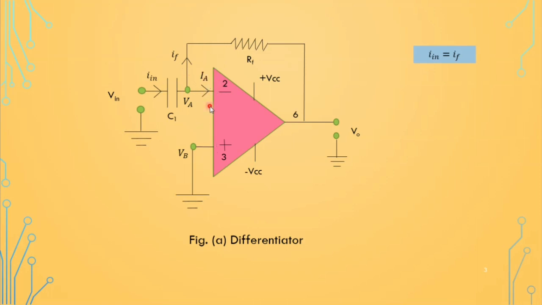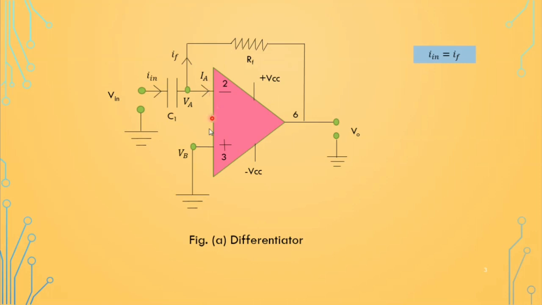So the input impedance is infinite, the resistance is infinite, so the current cannot pass through this. Whatever current is coming will go in this direction. So here we can say that due to the infinite input impedance, I in is equal to IF. So IA is 0.